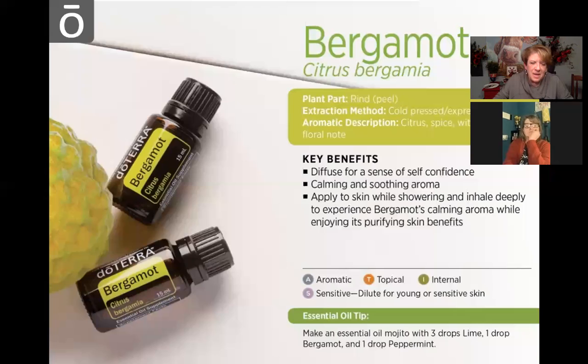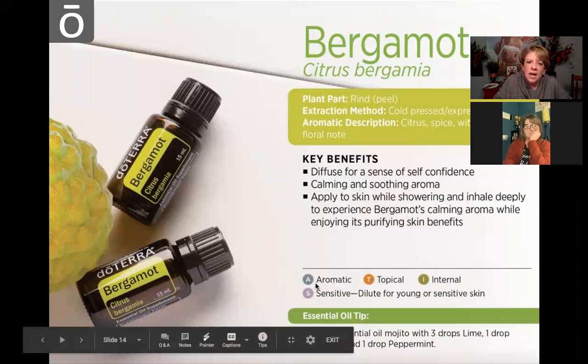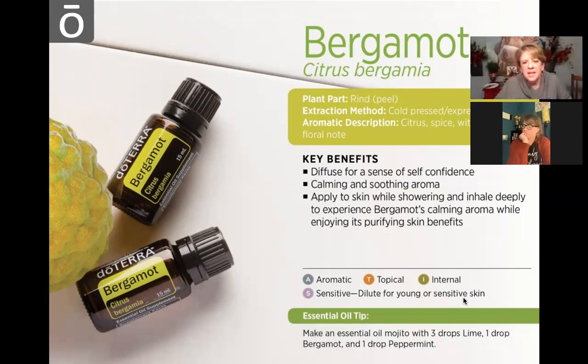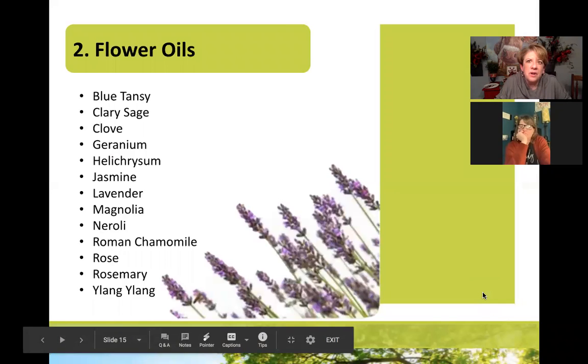Next up is, and here's a great slide that if you want to, you can take a quick screenshot. That just gives a great rundown. And as you can see, this is a good example of the graphics that come from doTERRA that have those symbols on them. So let's see if I can, yeah, there's my pointer. You can see that it says there it's for aromatic, topical, or internal use. And it's sensitive, so you should dilute for young or sensitive skin. And then there's some tips there. Okay. Next up is our flower oils.